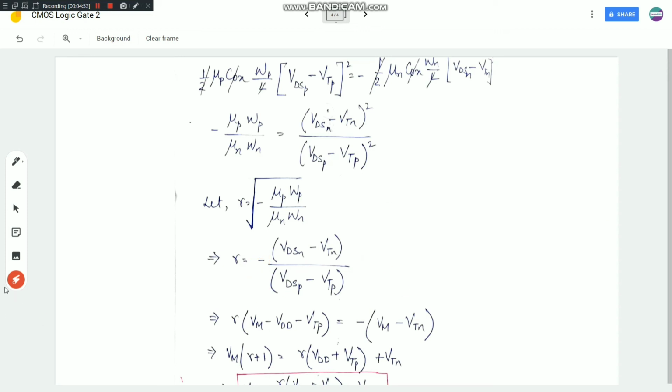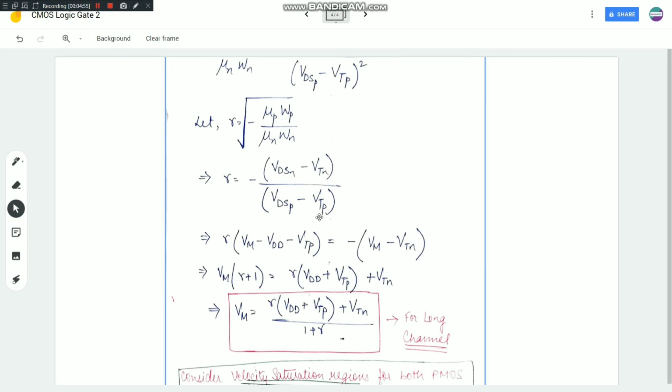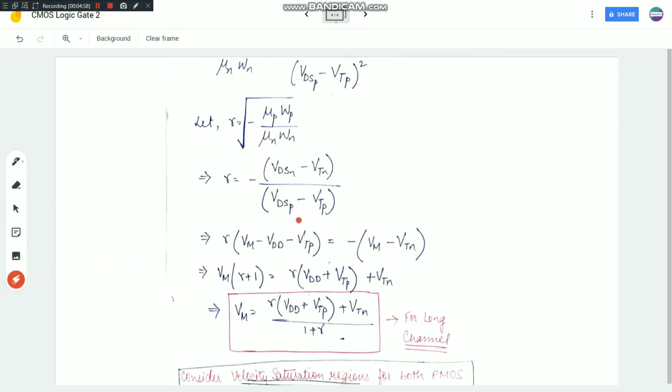So moving ahead with the calculation, just observe it very carefully. I replace this VDSP with VM minus VDD, which I showed you a couple of minutes ago. So VM minus VDD minus VTP, and this VDSN is just VM. Continuing forward, this is my expression for the trip point in case of a long channel device. With simple mathematics, just rearranging things and taking VM out, you get this expression.